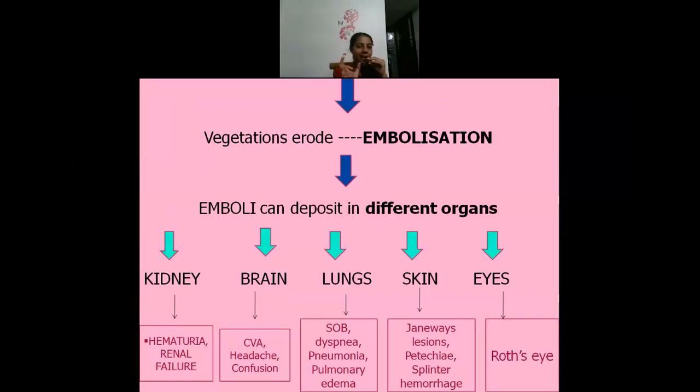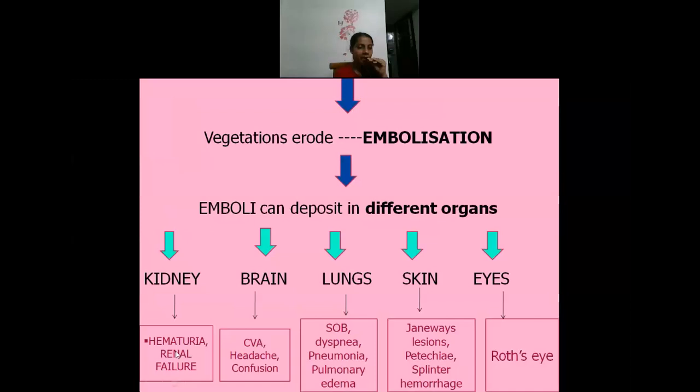So this emboli can dislodge anywhere. The term thrombus means clot, emboli means moving clot. It can get dislodged anywhere in the major organs like kidney, brain, lungs, bone, heart, skin and eyes. When this emboli gets dislodged in the kidney, it may cause hematuria, that is blood in the urine, and it may also result in renal failure.